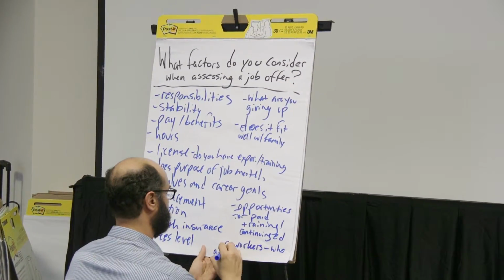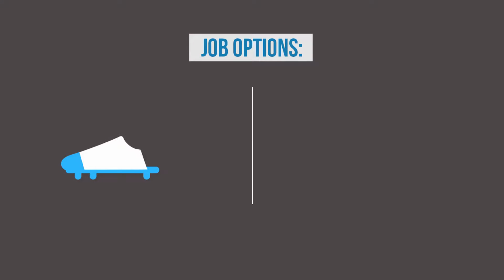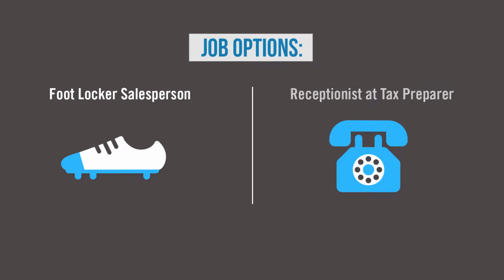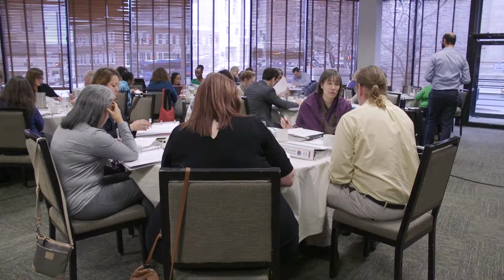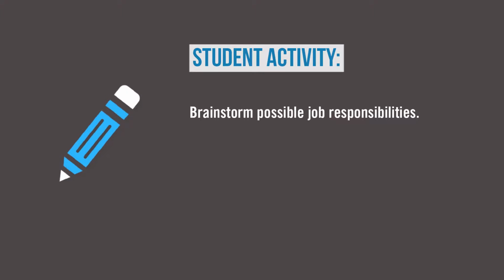What are the factors that we look at? And then it moves into considering two different job offers. One of them is a sales representative at a Foot Locker, and another one is a receptionist at a tax preparer's office. What duties do you think would be required for each position? The first activity is just to come up with as many different job responsibilities for each of those two jobs.